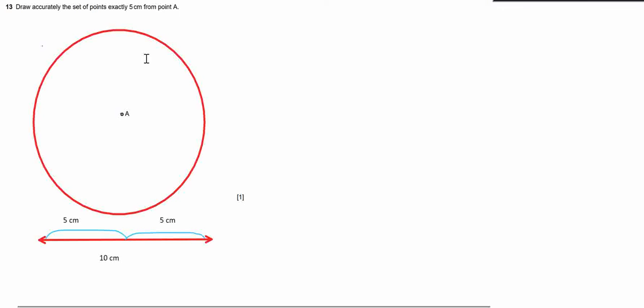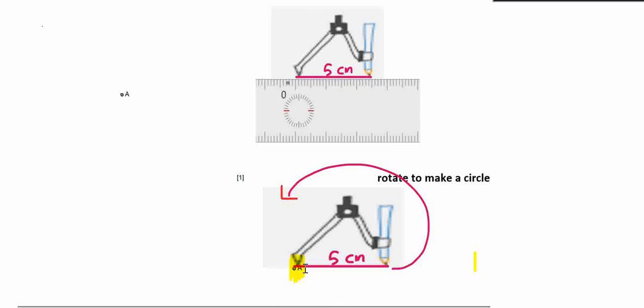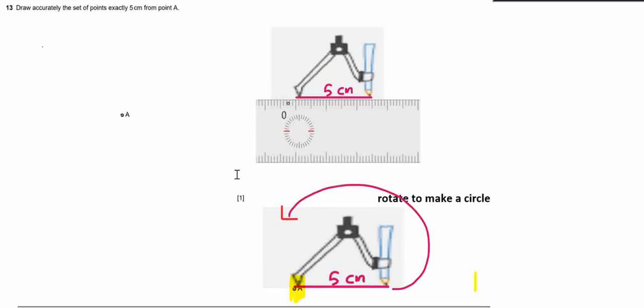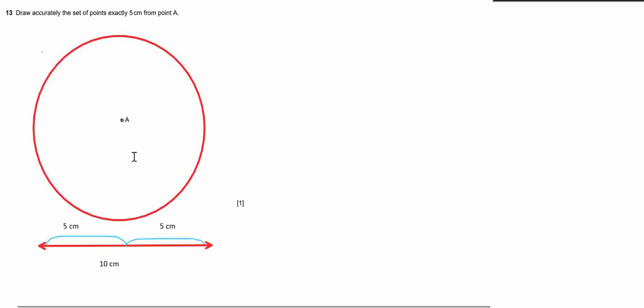So here's our answer. The set of points exactly 5 cm from A is a circle that has a radius of 5 cm. So how do we draw that? We have point A given and we use a compass and we measure 5 cm with a ruler, and after that with the needle point at point A we rotate the compass. So we get a nice circle with a radius of 5 cm. That's how we got this answer.